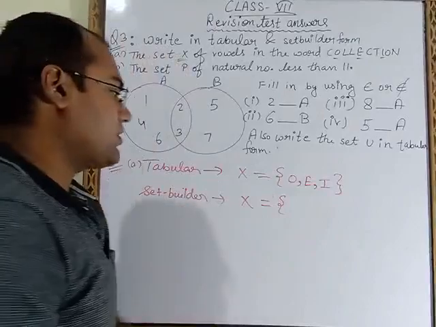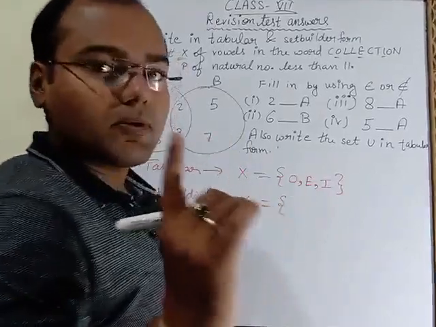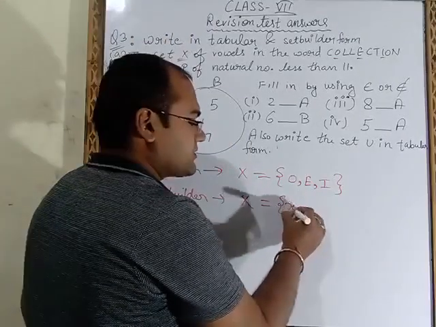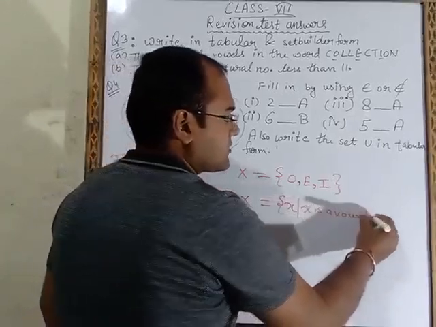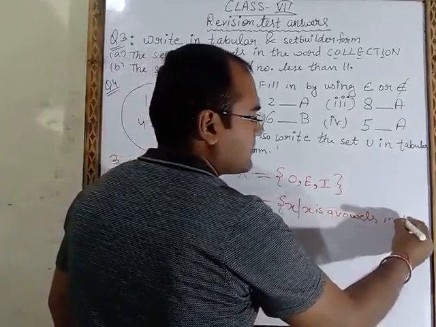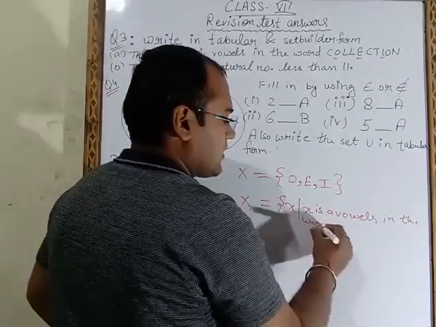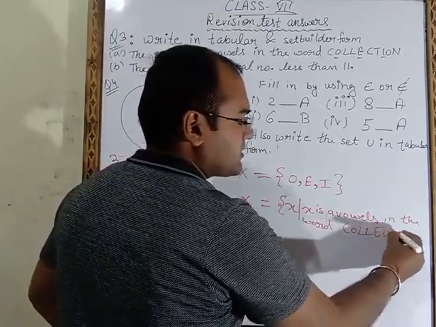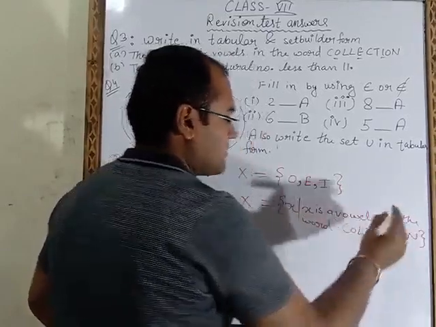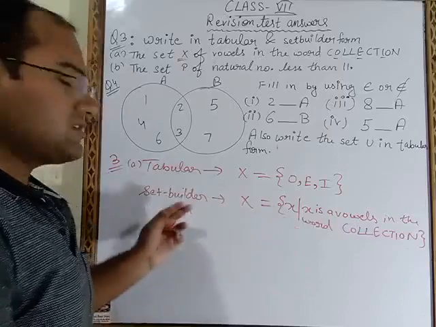Now we have to write in set builder form. In set builder form we have to write the common property. Common property like this: X such that X is a vowel in the word COLLECTION. This word collection you have to write in capital letters, C O L L E C T I O N. So this is the set builder form.